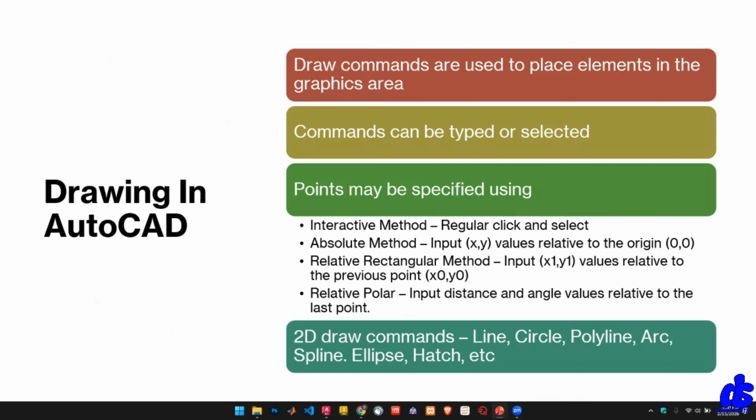They also have the relative rectangular, in which the input is given relative to the previous point, and the relative polar, where the input distance and the angle are given relative to the last point. There's going to be another video on the point selection in which I'll go into great detail how to calculate the input points relative to the origin and the input point relative to the previous object or the previous point.